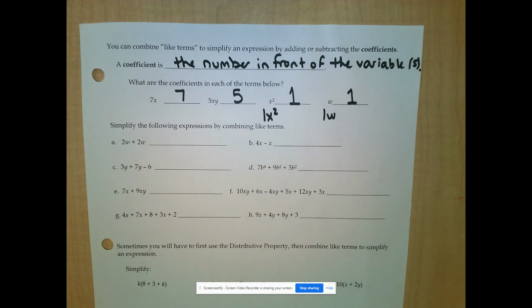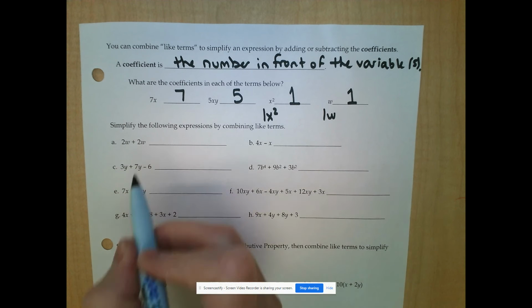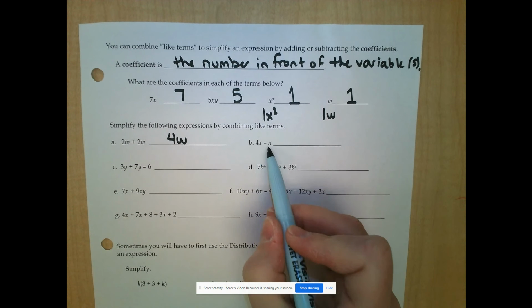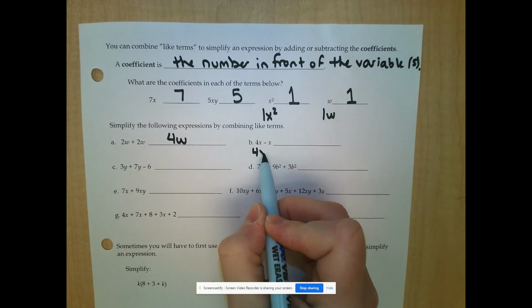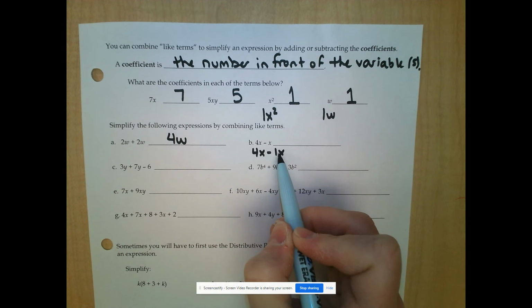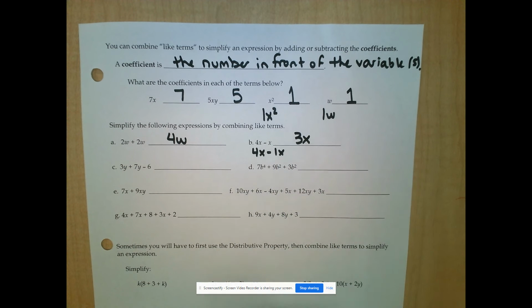Simplify the following expressions by combining like terms. Sometimes I use highlighters for this because it helps me see the like terms. 2w plus 2w, I don't really have to worry about that one too much. But the next one, 4x take away x, I might even rewrite that as 4x take away 1x just to remember that the coefficient is a 1, which is 3x.